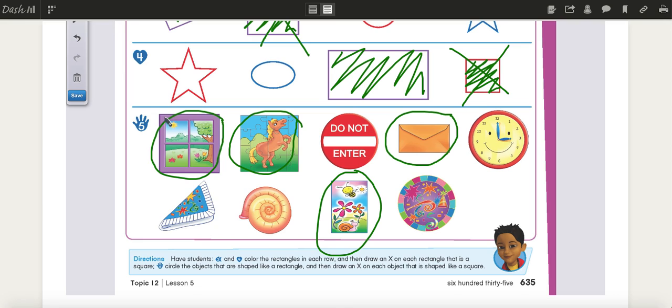Okay, so now we need to go and draw an X on each object that is shaped like a square. If we look at all the sides, they're all the same length, so I know this is a square, so I'm going to draw an X on it. What about the puzzle? Yes, good job, it's a square. The envelope? No, it's not a square. The top and the bottom are the same length and the two sides are the same length, but all the sides are not the same. Let's look at the next one. It's not a square. Good job.